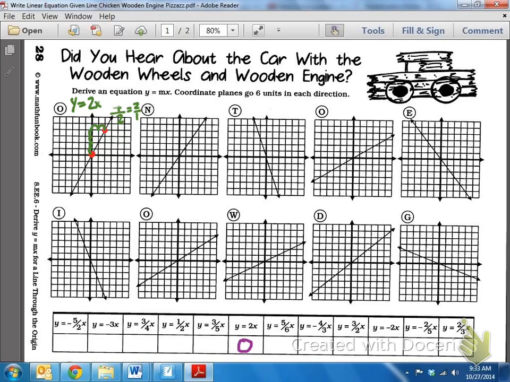Let's look at letter I right below it. So letter I, again, let's make 2 points so that we can find the slope. Our first point will be at 0, 0, negative. Oh, excuse me, I'm sorry. Let's go back to letter O real quick.